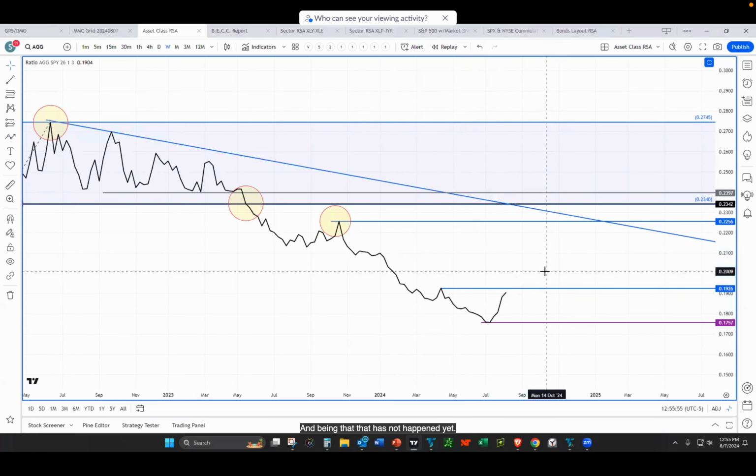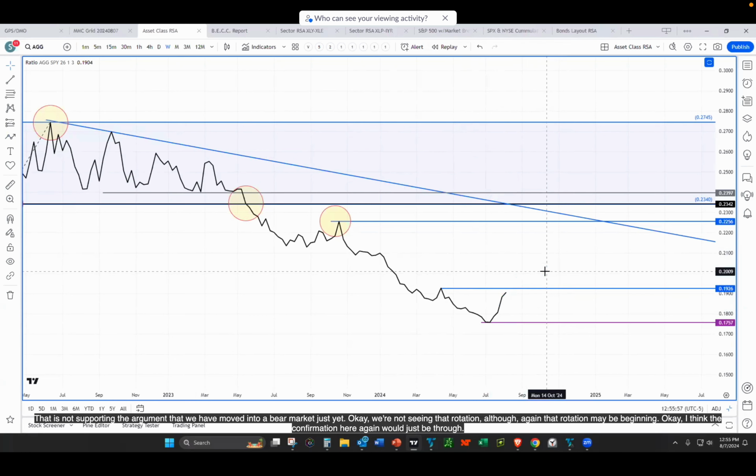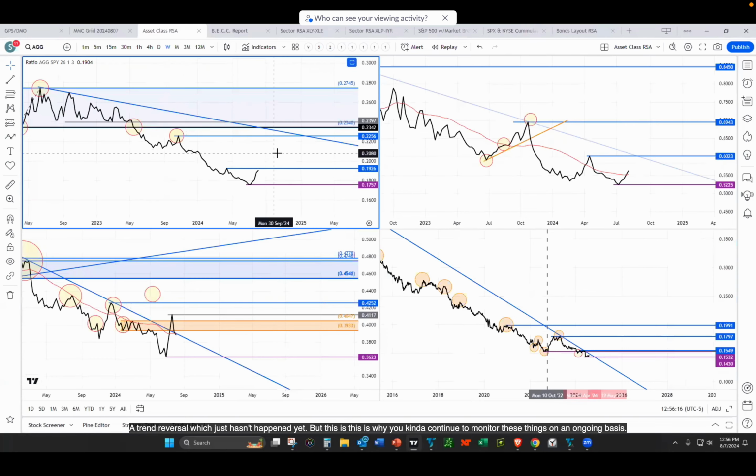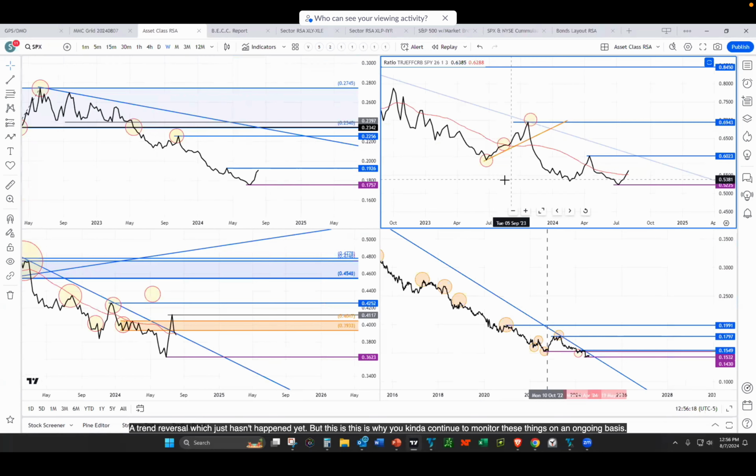And being that has not happened yet, that is not supporting the argument that we have moved into a bear market just yet. We're not seeing that rotation, although again, that rotation may be beginning. I think the confirmation here would just be through a trend reversal, which just hasn't happened yet. But this is why you continue to monitor these things on an ongoing basis.